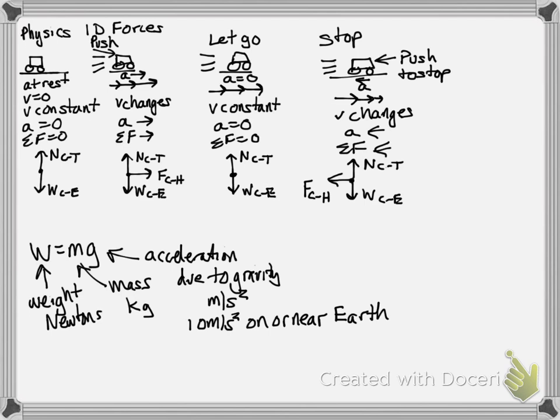Specifically, the value is 10 meters per second squared, assuming that we are on or near Earth, which is generally a pretty good assumption. We don't use negative 10 here because we just want to know the magnitude, or the number part, of the weight. We don't want to say the weight is negative 10 newtons. We just want to say the weight is 10 newtons, and then on your free body diagram, you can see that it points down.